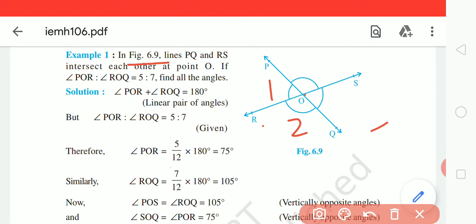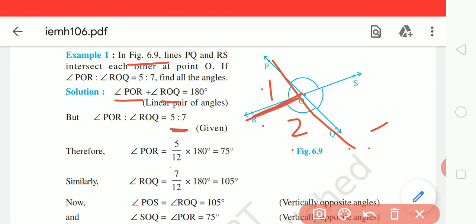So you know that we have been given the ratio of these two angles, and also we have the relation that PQ is the line and OR is the ray. So 1 plus 2 must be equal to 180 degree. So we have here taken POR and ROQ, or you can write angle 1 plus angle 2 equal to 180 degrees, the same thing. Now we have been given the ratio that it is 5:7, right?